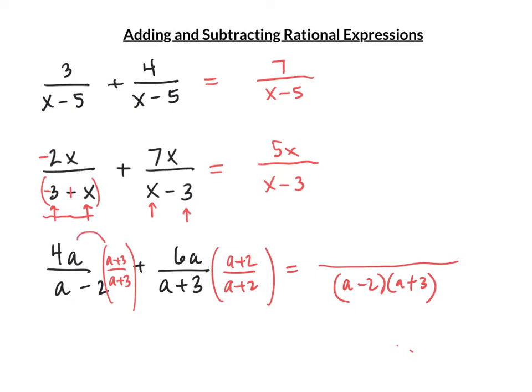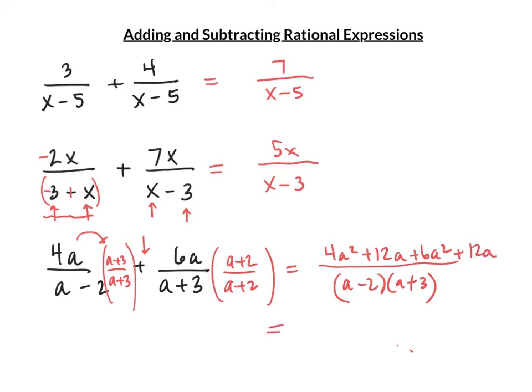Up top, I have to distribute. Take 4a through the parentheses. 4a times a is 4a squared. 4a times 3 will be 12a. And watch out for this sign here. If it's a minus, I have to distribute it. But it's positive 6a times a will be positive 6a squared. And positive 6a times 2 will be positive 12a.